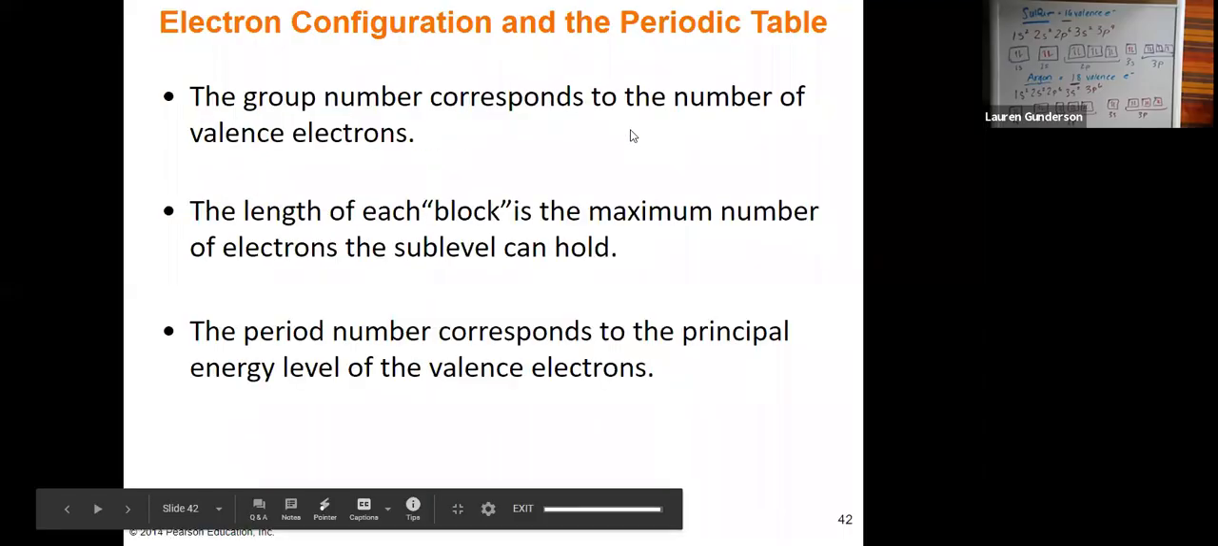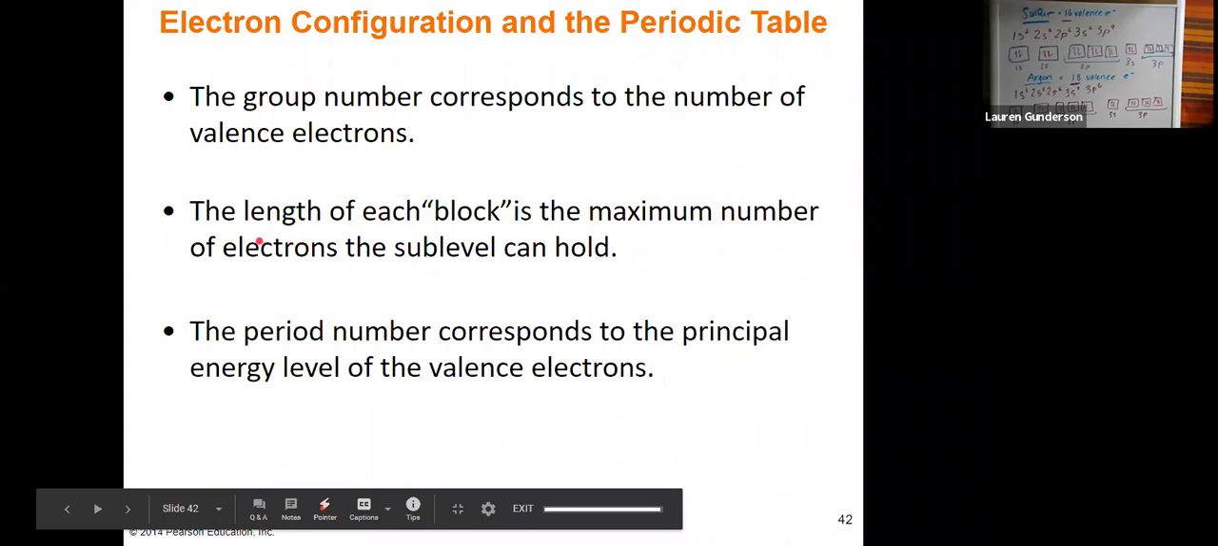Okay, now we've actually talked about this part before, the electron configuration of the periodic table, in terms of the blocks. Every group number is going to correspond to a certain number of valence electrons. So group 1 has 1 valence electron, group 7 has 7 valence electrons. As far as the main group goes, right? Again, we don't make that assumption for transition elements.